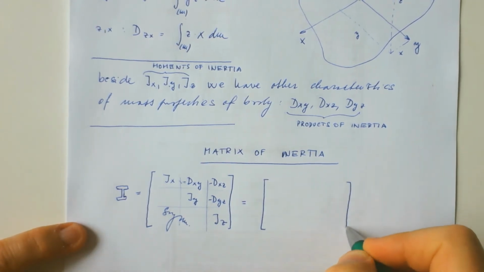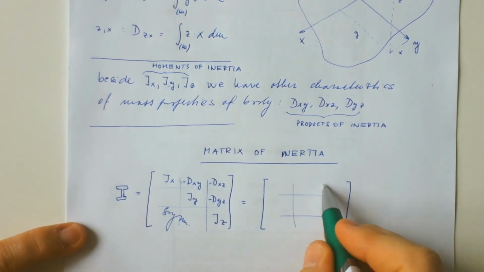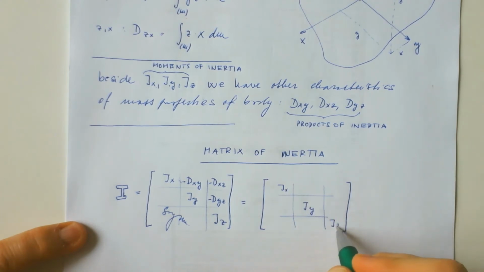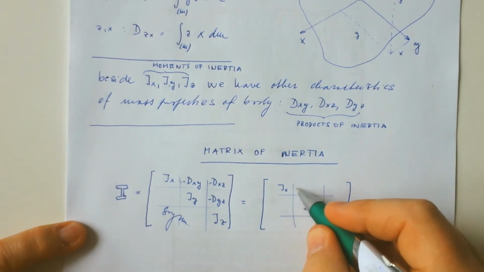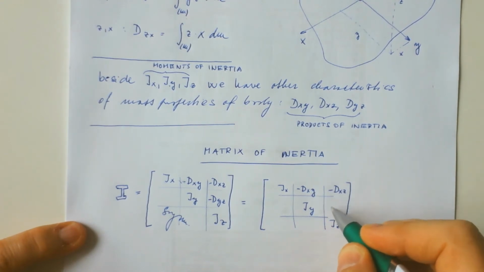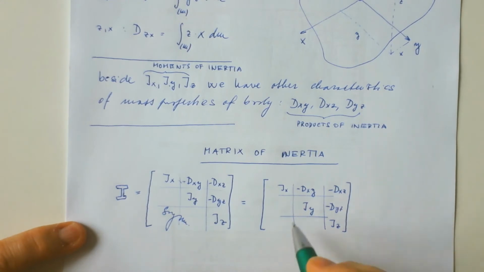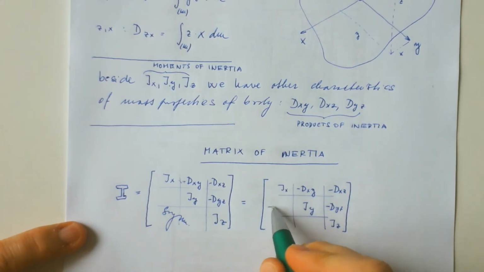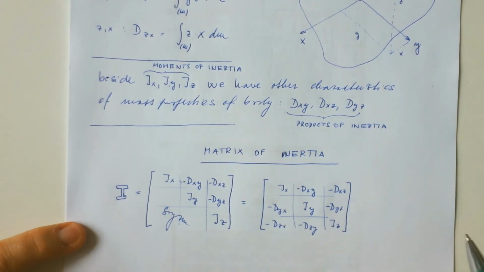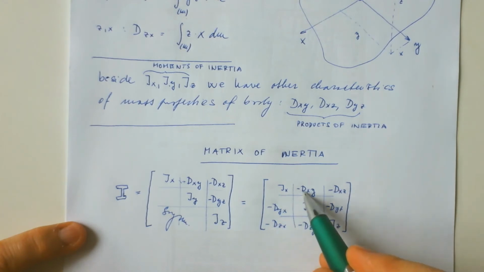So finally we can get this shape of matrix. In diagonal there are moments of inertia. Above the diagonal there are minus dxy, minus dxz and minus dyz, and symmetrically to the diagonal there is minus dyx, minus dzx and minus dzy. It corresponds like this.